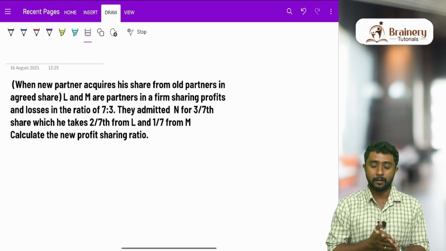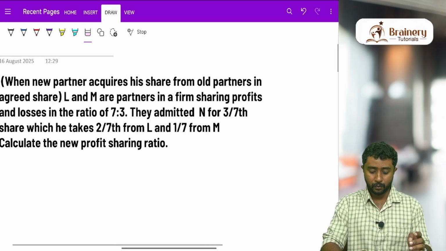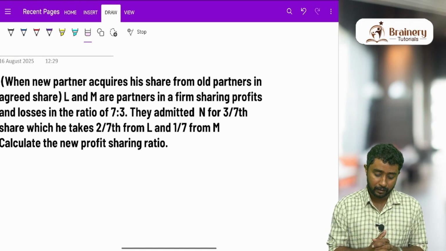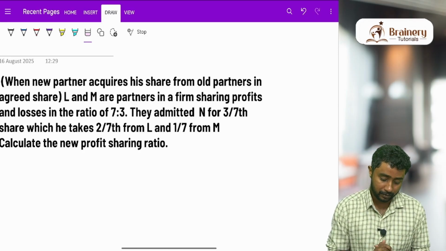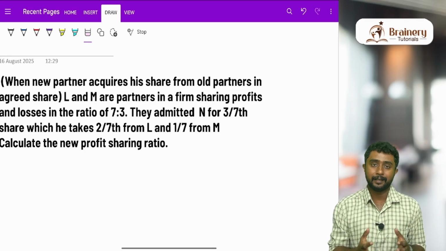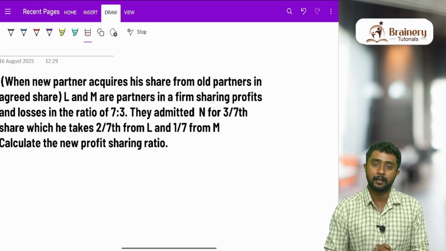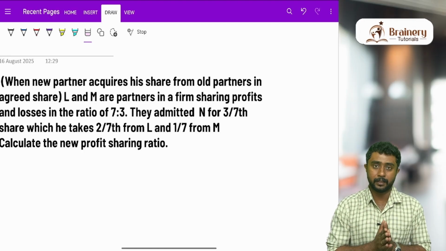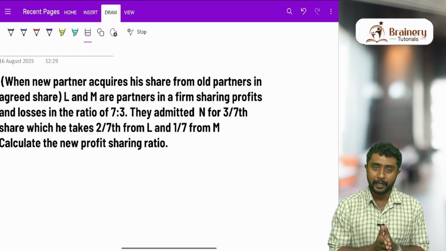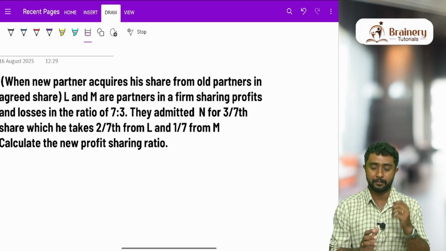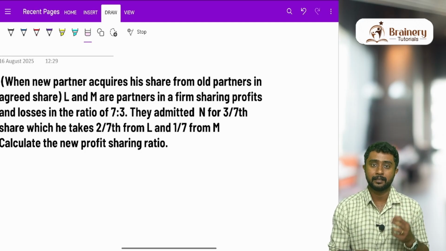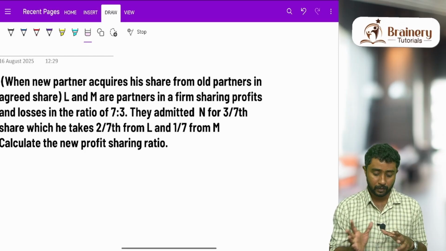So to connect you with all these cases, I have brought a question here. When new partner acquires his share from old partners in an agreed share. Here this is the situation of admission of a partner. We are discussing this question just so that you can relate these concepts to practical numerical questions. All these concepts: gaining ratio, sacrificing ratio, gain, sacrifice, old share, new share.